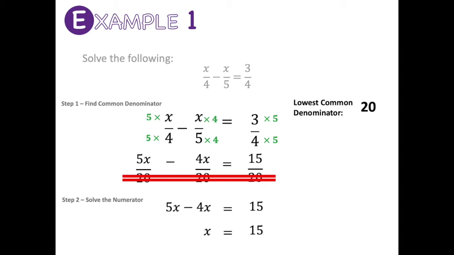So that's an example of how we can solve a linear equation that involves fractions by first finding a common denominator, converting all of my terms to that common denominator, removing the denominators, leaving my numerators, and going ahead and solving as I would for a normal linear equation.